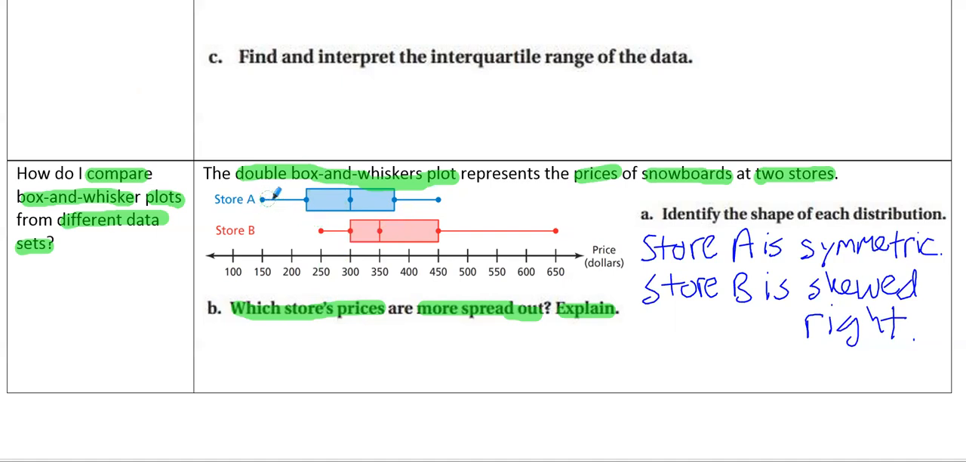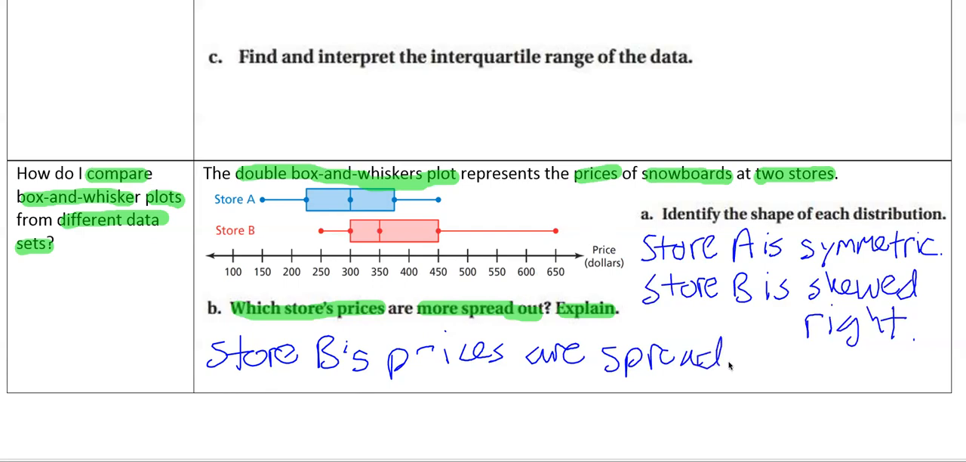Well, we can just look at it. I mean, which one is more spread out? Hopefully you see store B. Store B is spread over more values. Store B's prices are spread over more values. In other words, store B has greater variation.